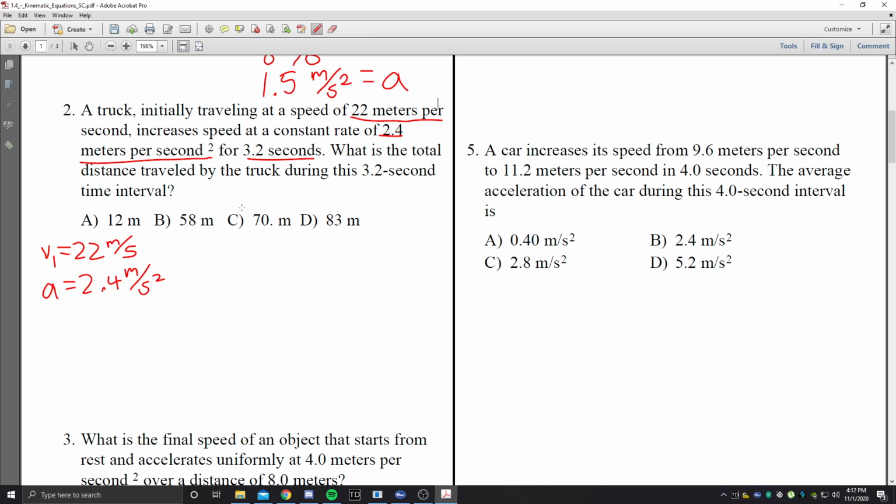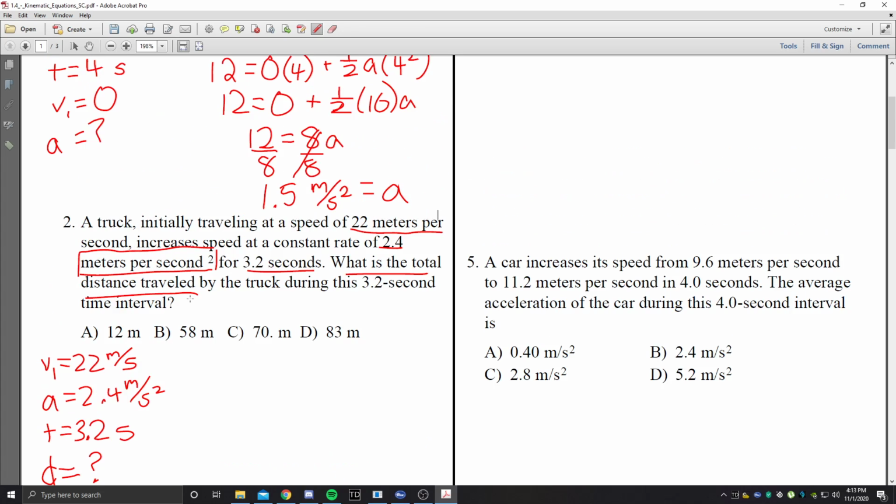For 3.2 seconds. Now, it's acceleration because you see the unit, meters per second squared. That is always an acceleration unit. Let's say you didn't read the rest of this problem. You will always know that this is acceleration because of the unit. Velocity is measured in meters per second. Time is measured in seconds. Acceleration is measured in meters per second squared. And the question says, what is the total distance traveled here?